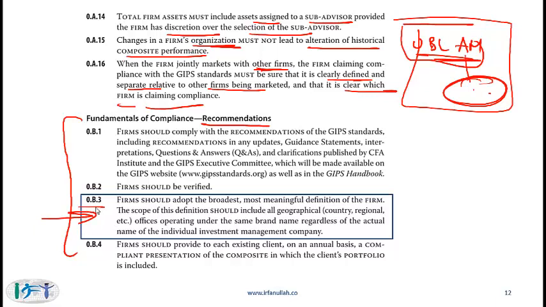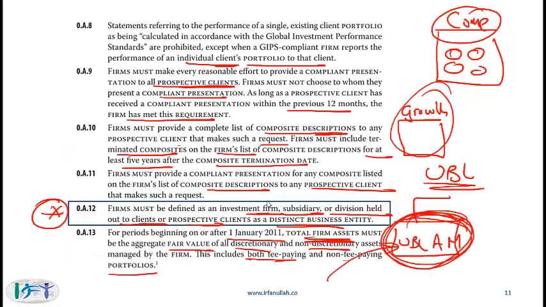The one that I'll emphasize is B.3. Firms should adopt the broadest, most meaningful definition of the firm. The scope of this definition should include all geographical offices operating under the same brand name, regardless of the actual name of the individual investment management company. Notice that this is a recommendation and it is very strongly recommended. The earlier point was a requirement that the firm must be defined as an investment firm, subsidiary, or division held out to clients as a distinct business entity.